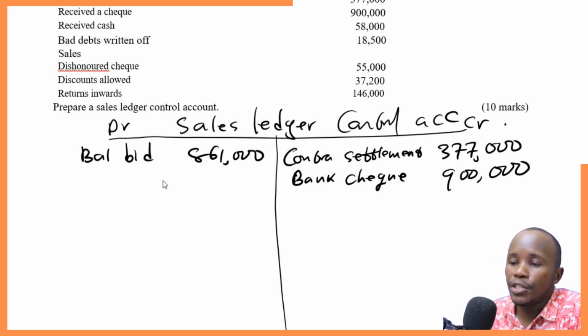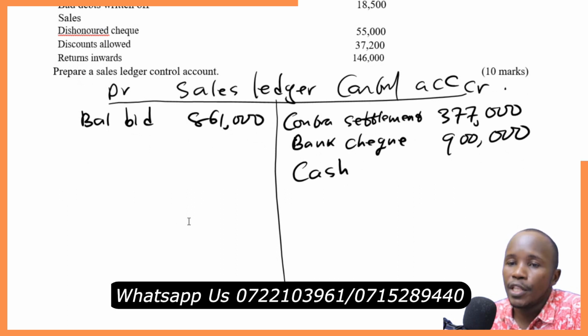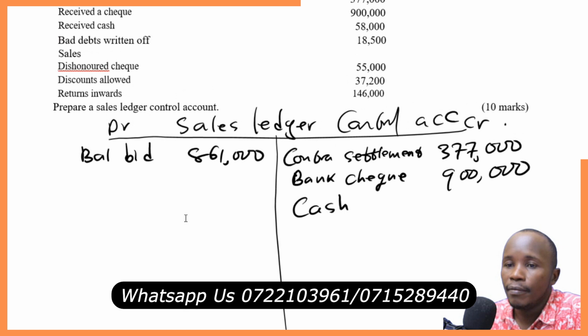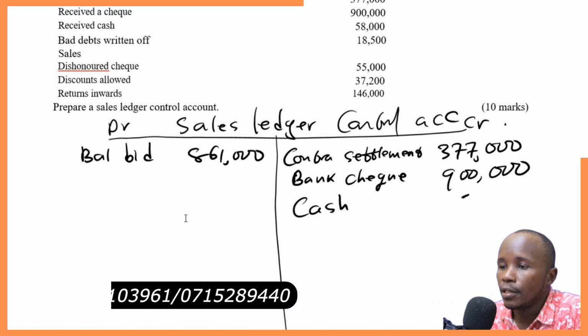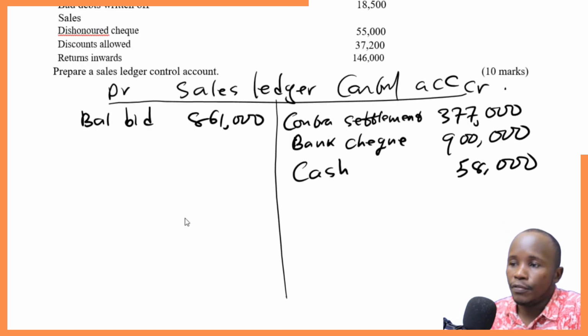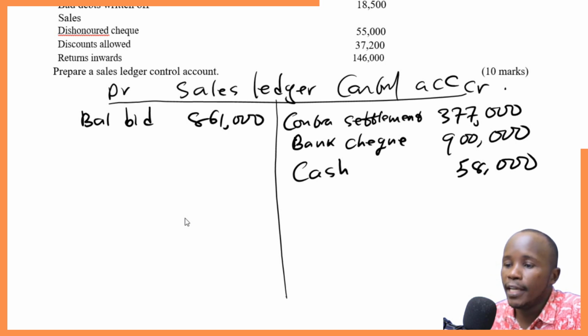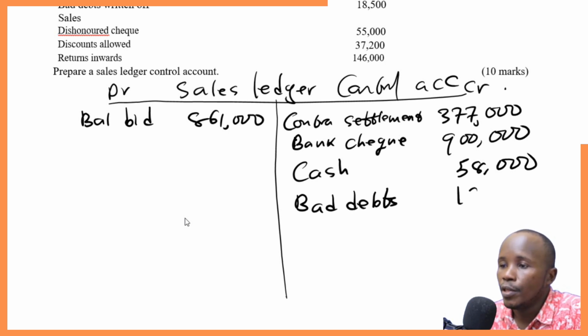Now you received cash. This also goes to settle your debtors. That means they have reduced the amount of debtors that you have. So received cash, 58,000. Bad debts written off. When you write off debts, that means you have reduced the amount of debtors you have. So by writing off bad debts, you reduce your debtors. So you credit with 18,500.